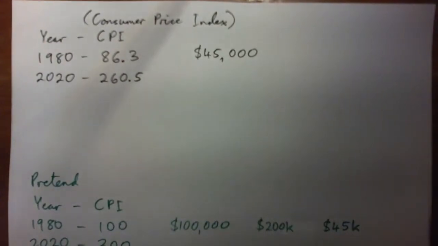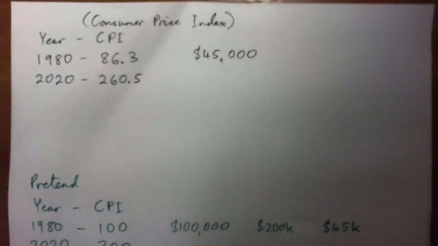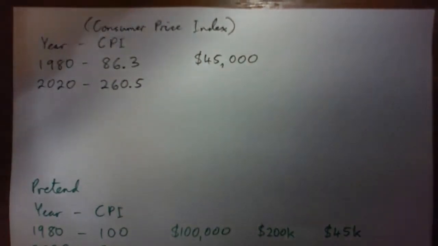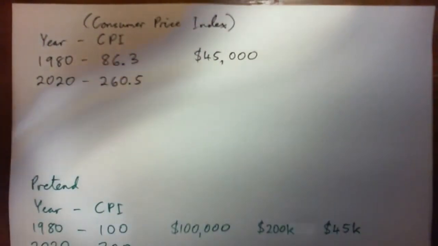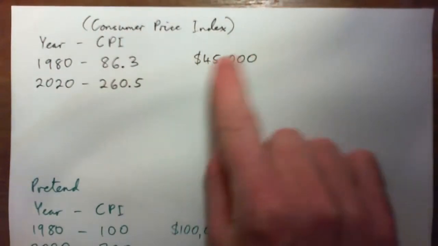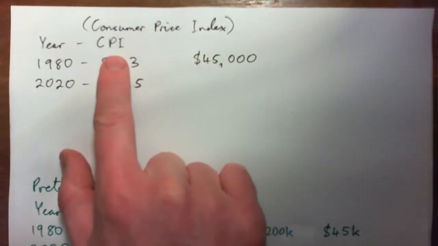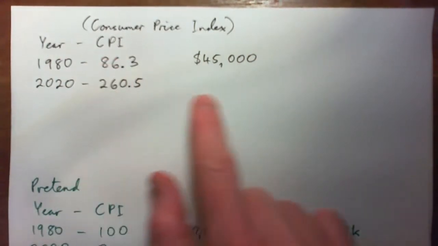Everybody, so let's tackle this problem here. We've got a consumer price index in 1980 of 86.3 and a consumer price index in 2020 of 260.5. And we're asked to figure out if a house cost $45,000 in 1980 and if it kept up with the consumer price index, what would it be by 2020?